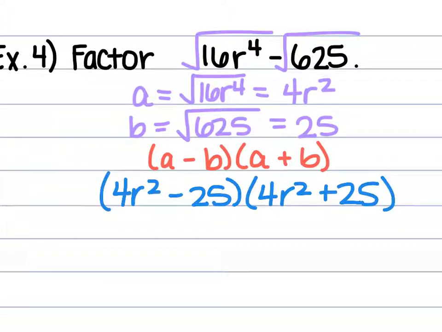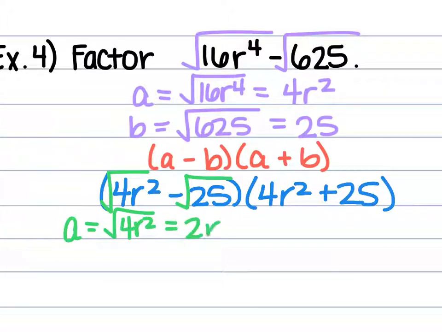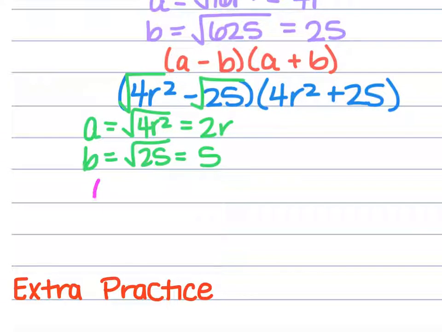Now, if you look at this, this can still be factored. The 4r squared minus 25. You can take the square root of the 4r squared. You can take the square root of the 25. So keep factoring. Your a is the square root of the 4r squared, which is 2r. Your b is the square root of the 25, which is 5. So use your formula again, a minus b times a plus b. This is going to give you 2r minus 5 times 2r plus 5.